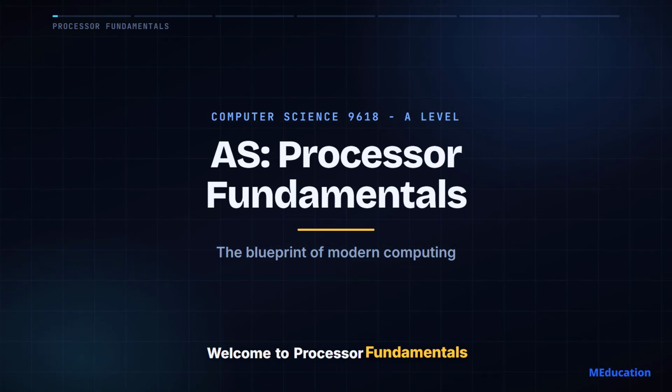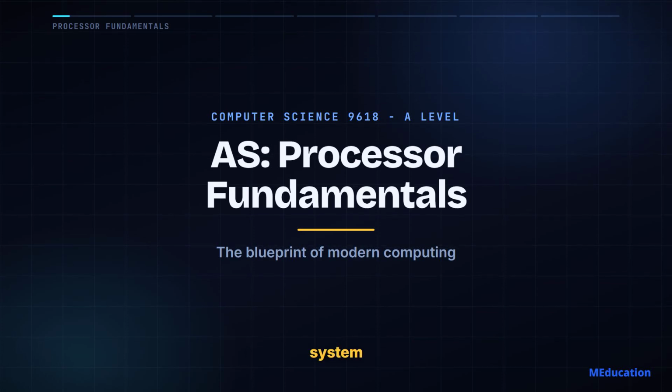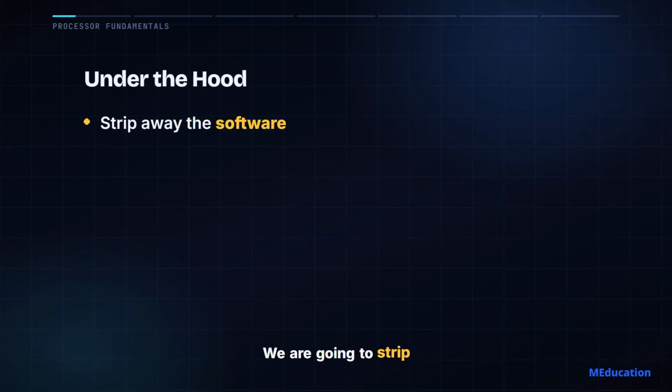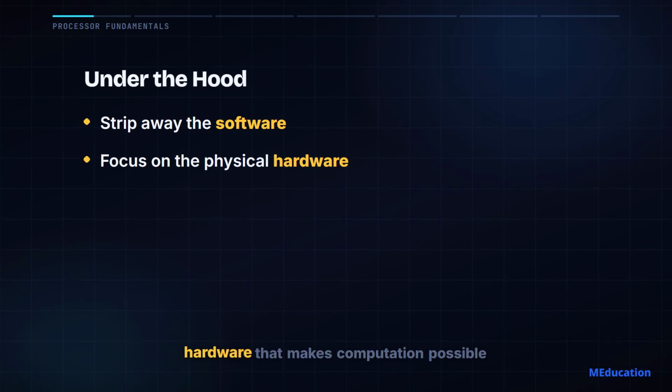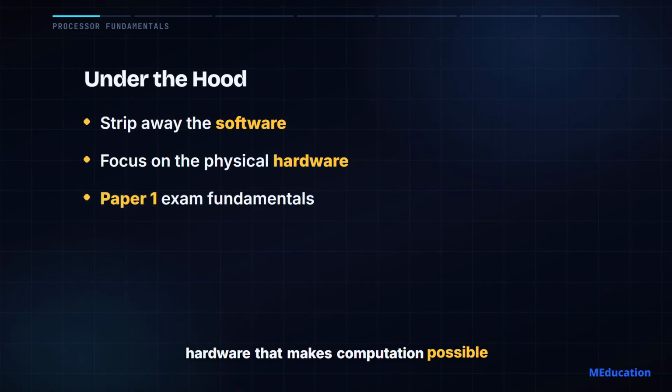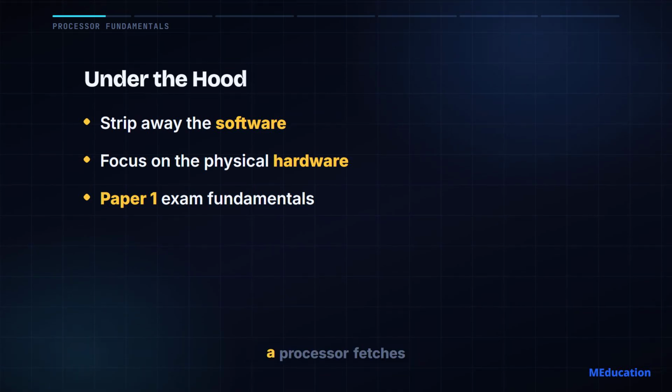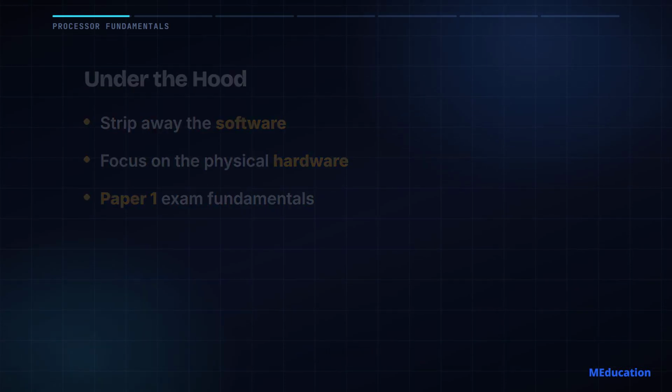Welcome to Processor Fundamentals. This unit looks right under the hood of the computer system. We're going to strip away the software, the operating system, and the user interface to look at the actual hardware that makes computation possible. You will learn exactly how a processor fetches, decodes, and executes instructions, and why these concepts are heavily tested in your Paper 1 exam.